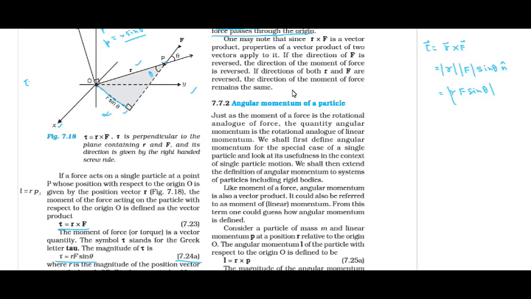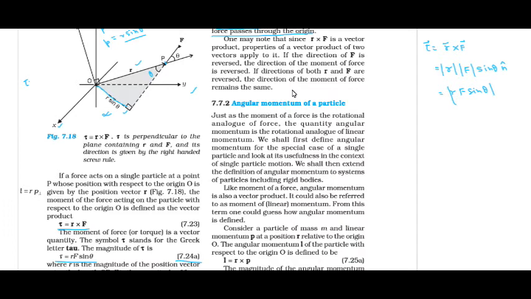So this is important, that if we change the direction of r or F one at a time, then the moment of force direction will also change. If we change the direction of r and F both, there will be no change in direction of moment of force. So this is the cross product property of vectors, which can be applied in this case also.